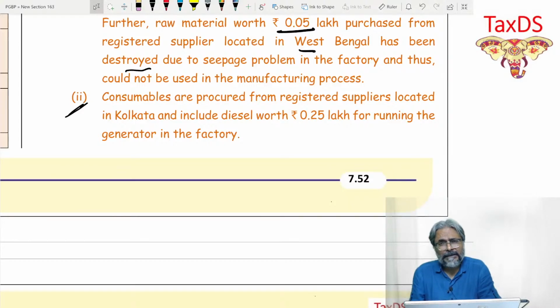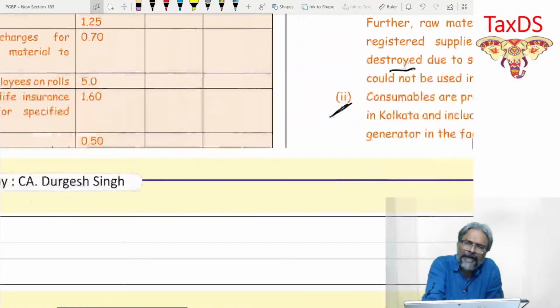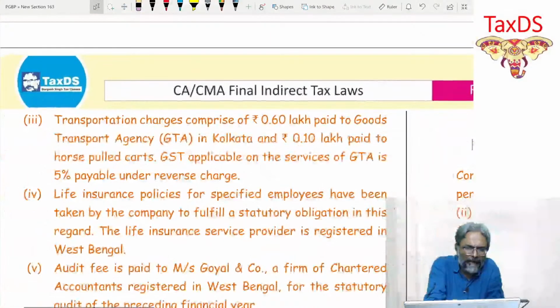Diesel comes under the 5 petroleum products, and in the context of the 5 petroleum products, the levy of GST is postponed. So presently there is no levy. So the supplier of diesel would not have charged in his invoice the GST on the supply. And since no GST is charged on that 0.25 lakhs, there is no question of claiming any ITC. You have to focus on the balance amount, not on 0.25, but on the balance amount. That we will be claiming the ITC on.